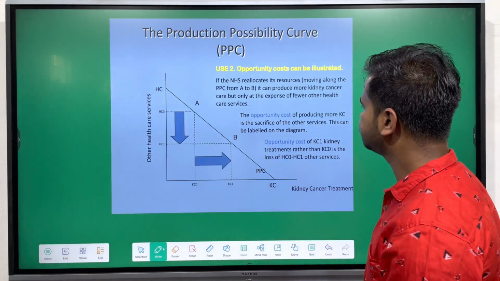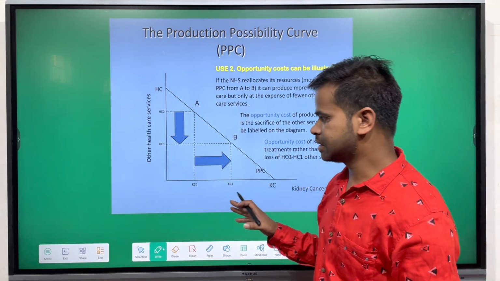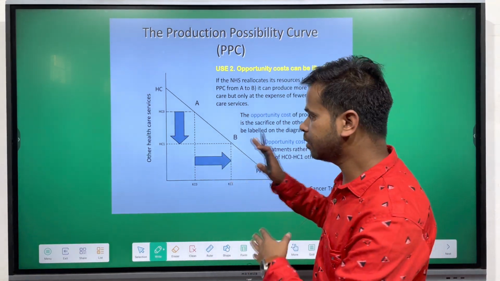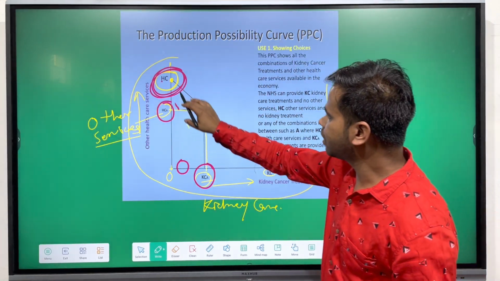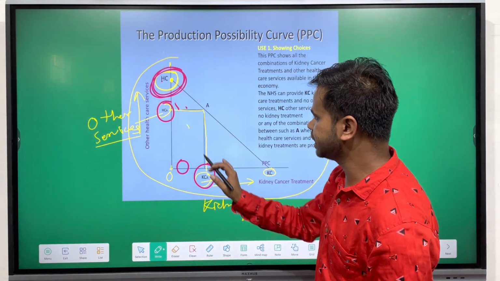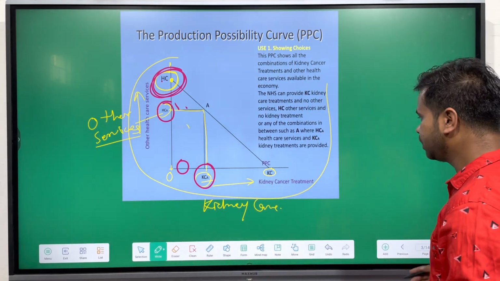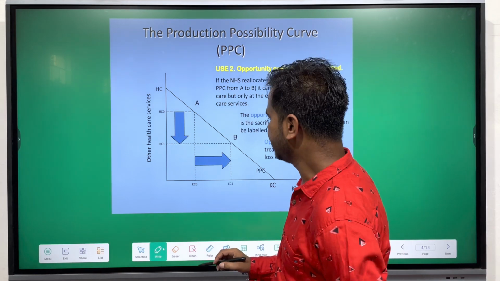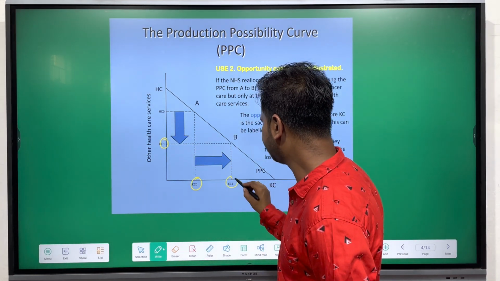Now see the next. This one is the resources. These are the resources that we were talking about in the previous part. In this, you can assume we are inputting the resources. Now we will see this: HC1 and this is KC0, KC1.